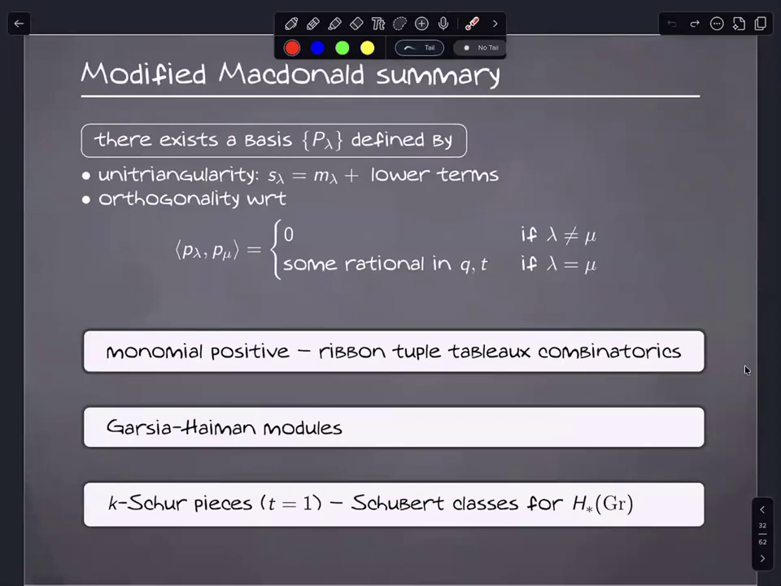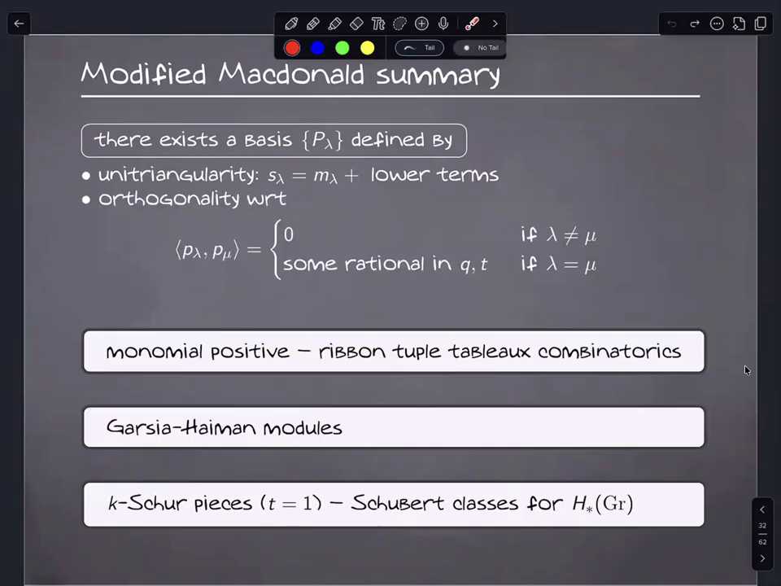So this is my summary, and then we'll stop. I mean, unfortunately, there's still a lot more, but we'll at least stop for a minute. So the summary of modified Macdonald polynomials is that you have this basis defined in what I think is an uninspired way, right? Very difficult to get a handle on it. But when you modify it using this Garsia modification, you get this beautiful basis that's combinatorially a sum of tableaux, ribbon tuple tableaux, involving inversions and stuff.